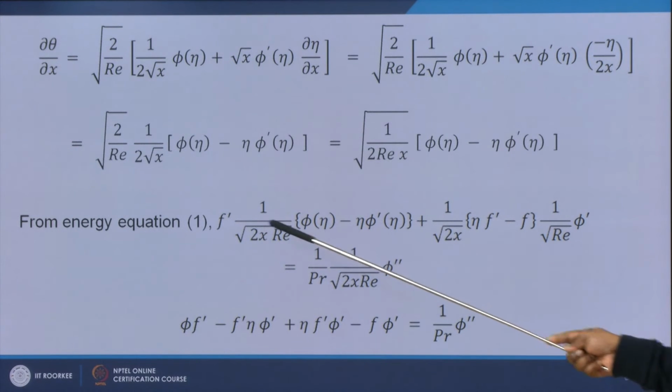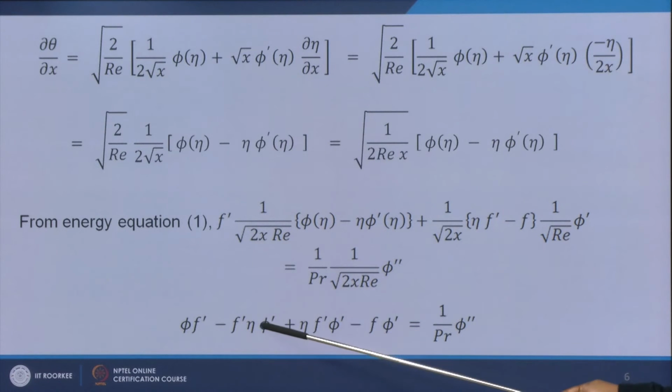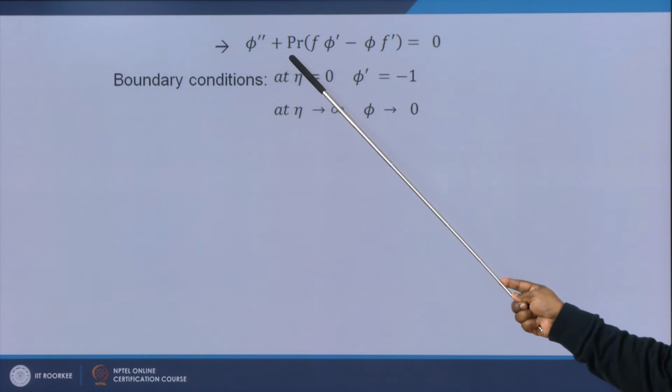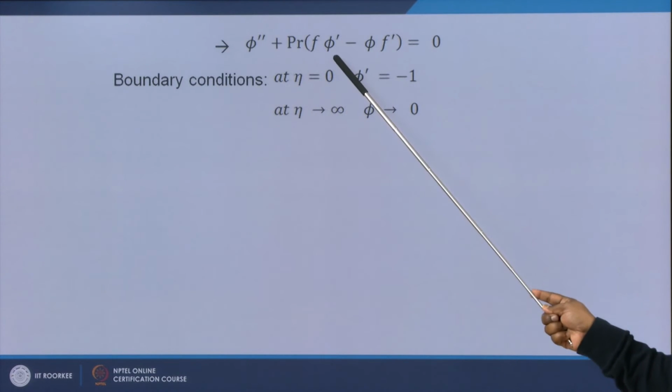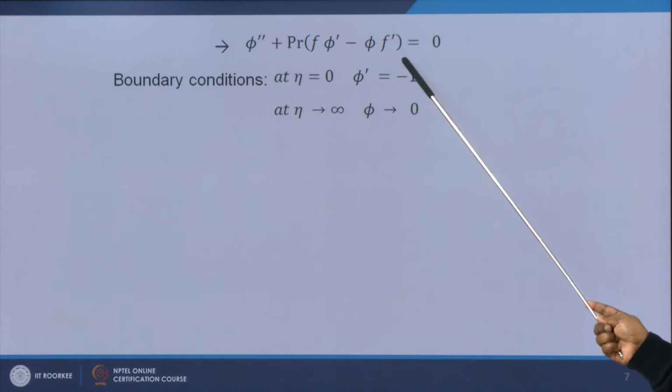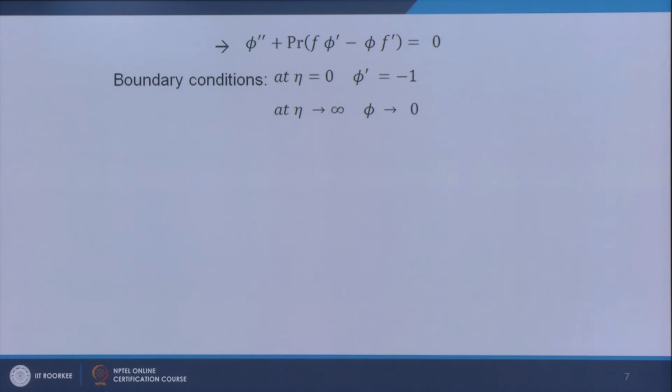Okay, so if you just do the multiplication, all these terms will come: eta f dashed into phi dashed and f phi dashed. So these two terms can be cancelled. So finally the equation will come as phi dashed plus Pr. So Pr can be taken to multiply on this side. So Pr into f phi dashed minus phi f dashed is equal to 0. Okay, and the boundary conditions, as we have already derived, are phi dashed at 0 equals -1 and phi of infinity equals 0. Okay, so this is the equation, and these two are the boundary conditions we have obtained for the constant heat flux case.